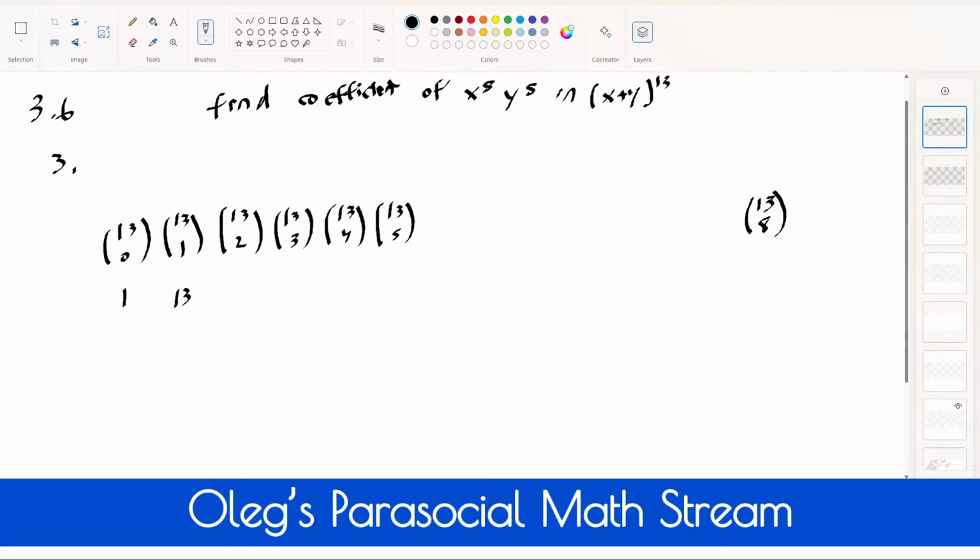Yeah, that should be right, because that's 8 steps. So yeah, and that's fine. Actually, what I could have even done, I could have just foregone this whole thing and just written 13 choose 8, because we know that that is our x. X is to the 8th power. So let's just figure out 13 choose 8.